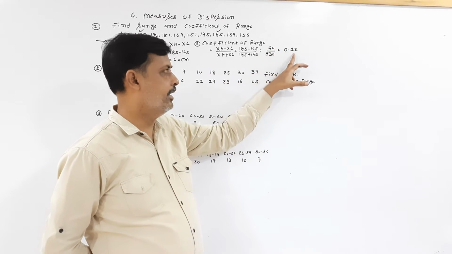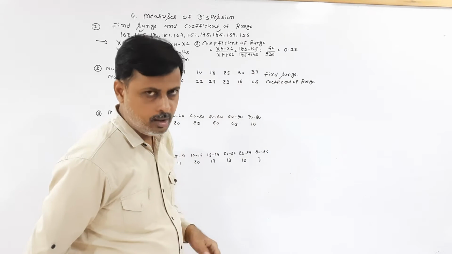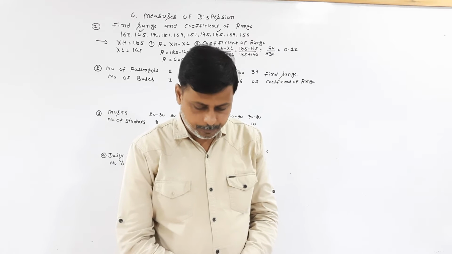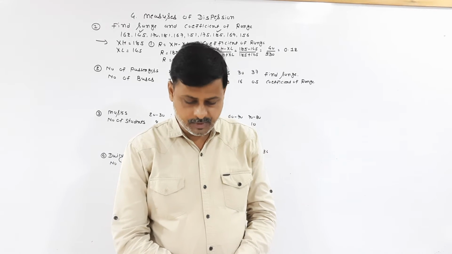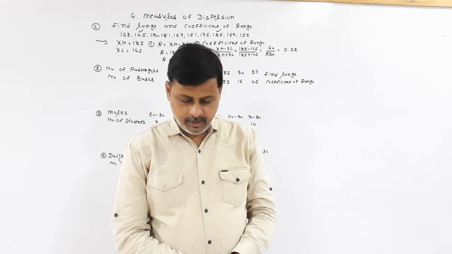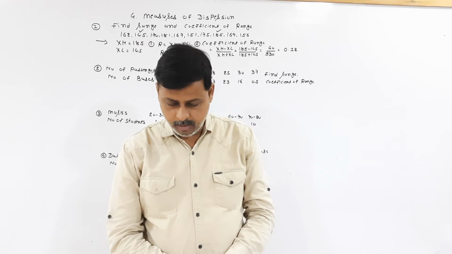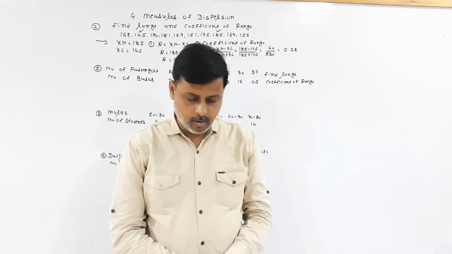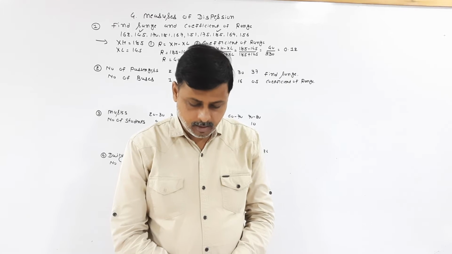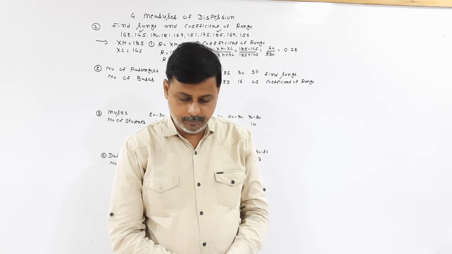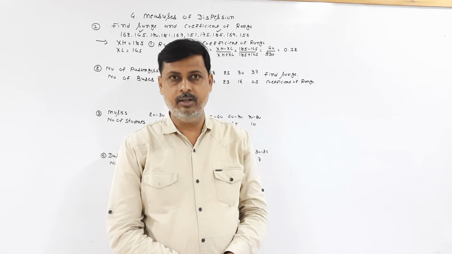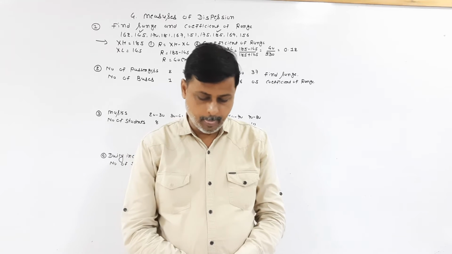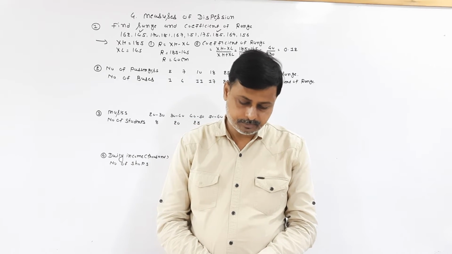40 upon 330, that is 0.12. Now second example. A bus company has 77 buses for traveling in the city. The information of number of passengers on a particular day at a particular time is given below. Find the range and coefficient of range of number of passengers.